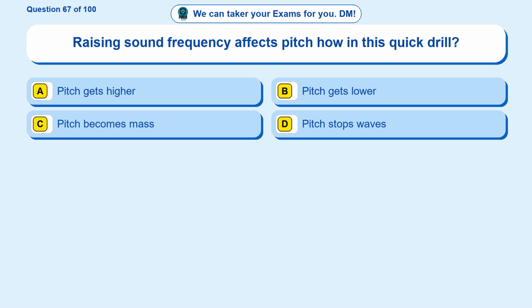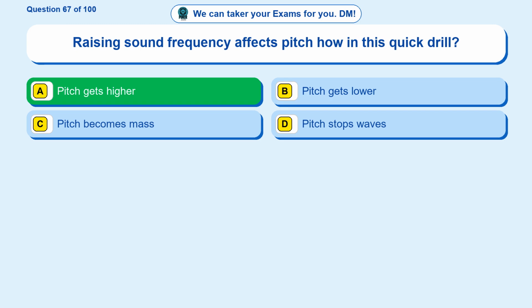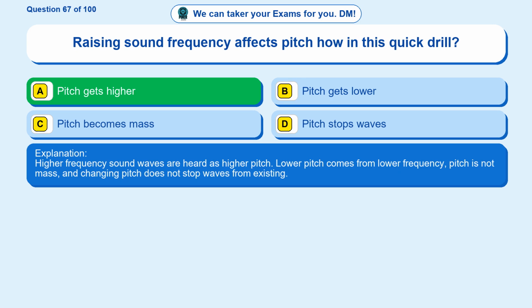Question 67. Raising sound frequency affects pitch how in this quick drill? Option A, pitch gets higher. Option B, pitch gets lower. Option C, pitch becomes mass. Option D, pitch stops waves. The correct answer is option A. Pitch gets higher. Higher frequency sound waves are heard as higher pitch. Lower pitch comes from lower frequency, pitch is not mass, and changing pitch does not stop waves from existing.